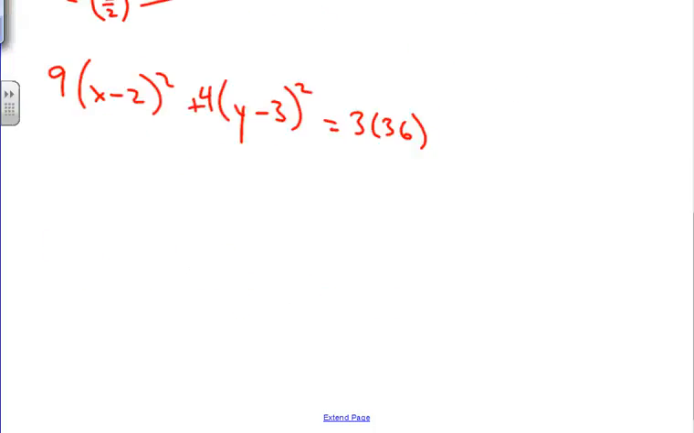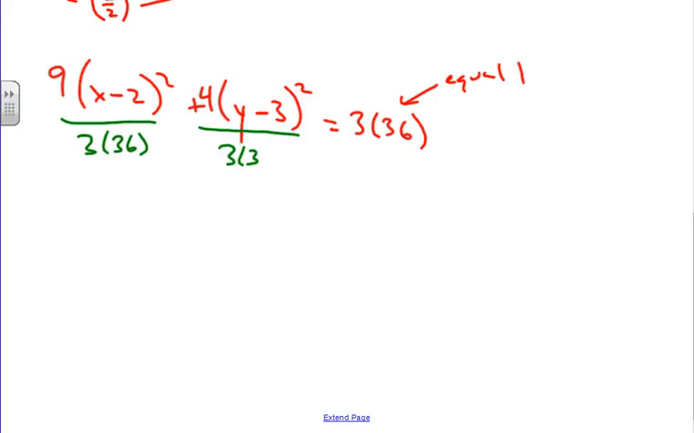We're going to simplify this now. Next, I'm going to divide, because we need a 1 in our standard form. This always has to equal 1. So we're going to divide through everything by 3 over 36. I'm going to use a different color. Divide by 3 over 36, divide by 3 over 36, divide by 3 over 36.